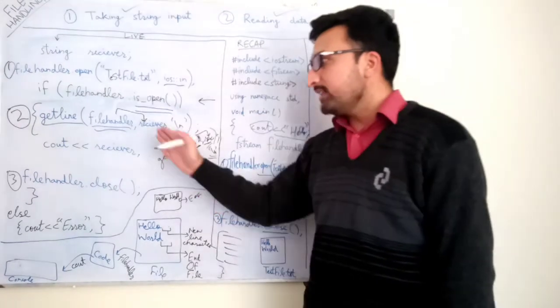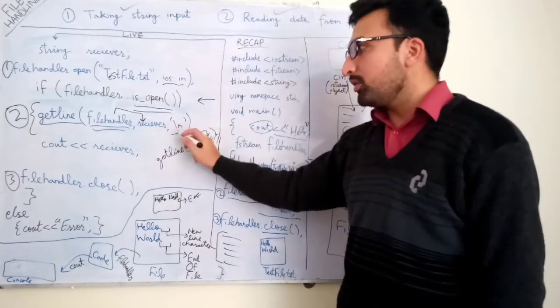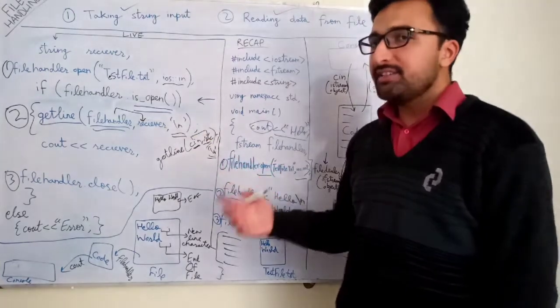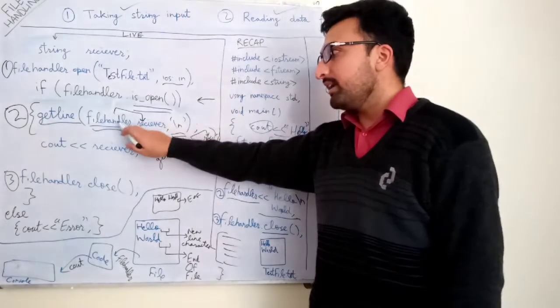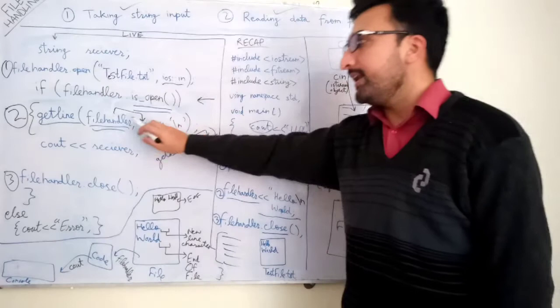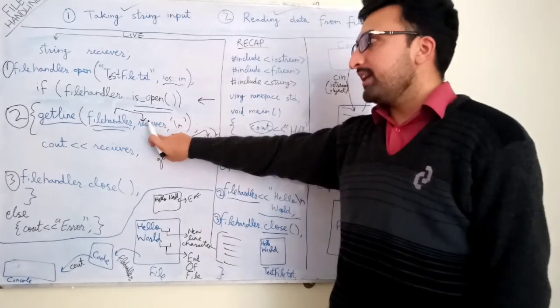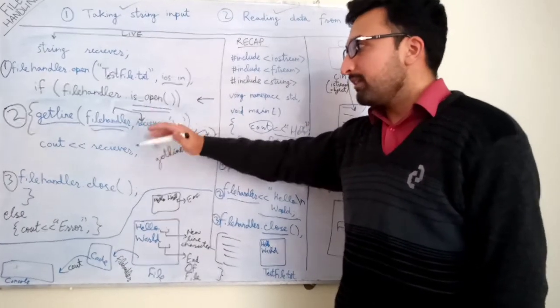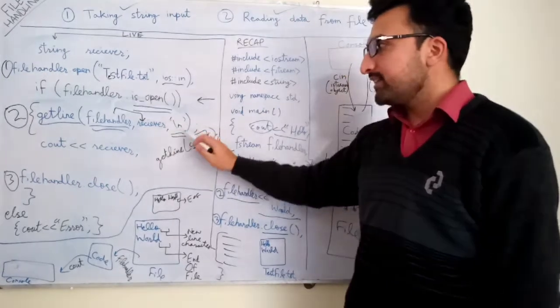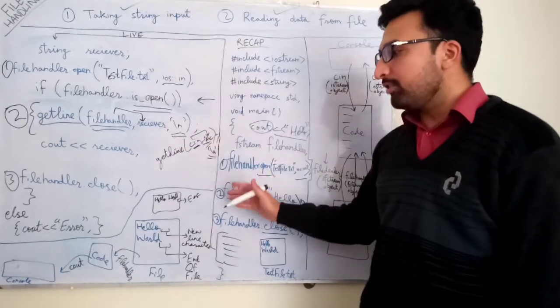Similarly here, as soon as the delimiter is encountered or the end of file is reached, this object that reads the data from the file into the string variable receiver will stop reading as soon as the delimiter is encountered or the end of file is reached.